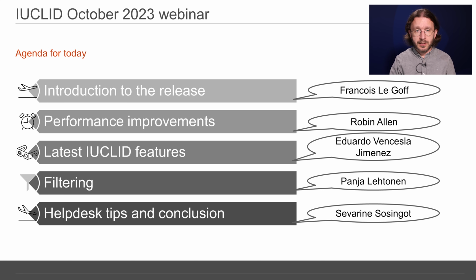The agenda for today: I start with a short introduction to the release, highlighting the main points and giving you some background information. Then my colleague Robin Allen will focus on the performance improvements that were included in this release. Eduardo Vencesla Jimenez will present the latest Euclid features that were either introduced or updated in this Euclid release. After that, we will have some highlights about the changes to the filtering logic presented by my colleague Pania Lehtonen. And finally, Severin Sosengo will present some Helpdesk tips and also conclude this webinar.